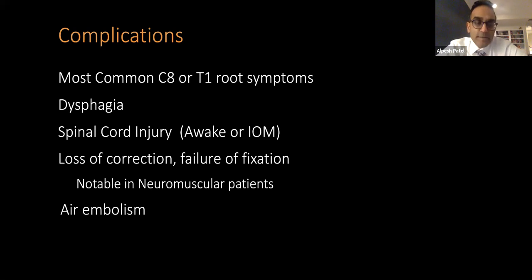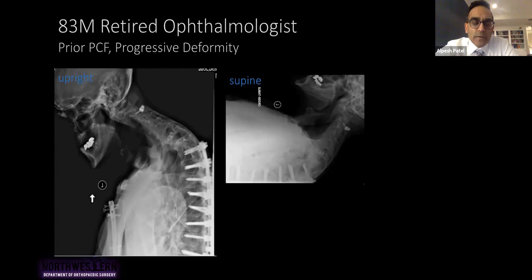Cord injury, another risk. The risk of a loss of correction or failure of fixation, especially in neuromuscular patients. And then as we do these corrections, with the old seated techniques, there are a few case reports of air embolism. I'm not quite sure I understand completely the mechanism, but it's certainly a thing that's out there that as you do these corrections, you somehow can create an air embolism. But I don't really understand the mechanism of that discretely.